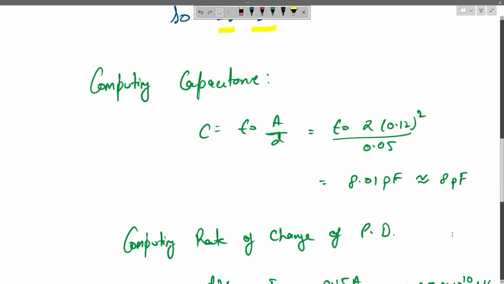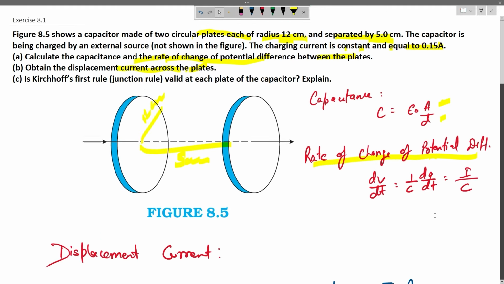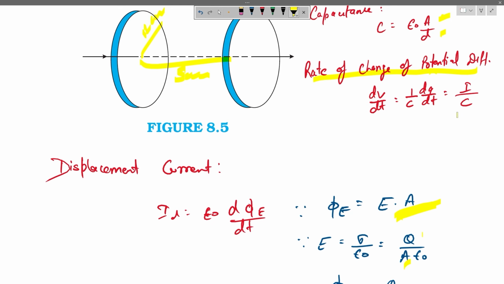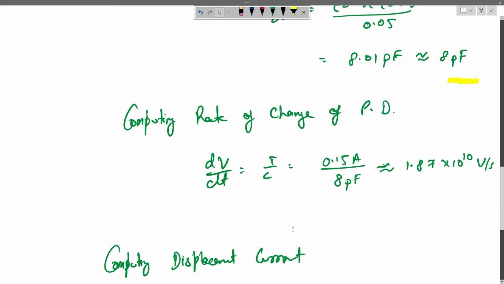Now let's compute capacitance. Capacitance was epsilon naught A by d. After substituting the area and the distance between them, we will come to the conclusion that the capacitance is equal to 8 picofarad. Now computing the rate of change of potential difference dV by dt, we already know from here that dV by dt would be equal to current by capacitance. Now substituting that in this expression, we will get a value of 1.87 into 10 to the power 10 volt per second.